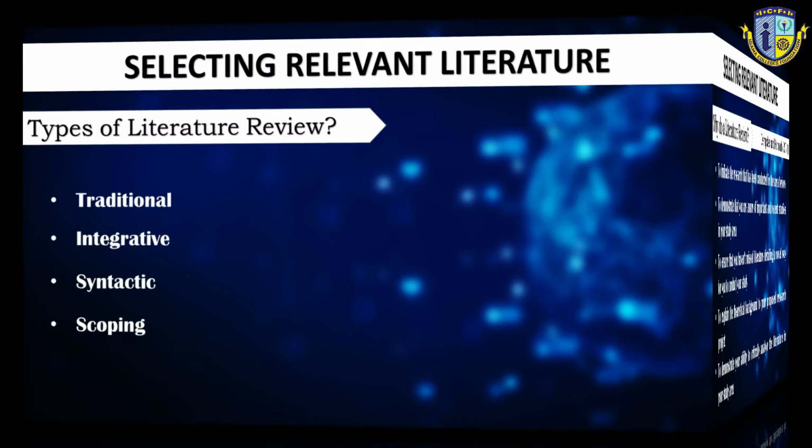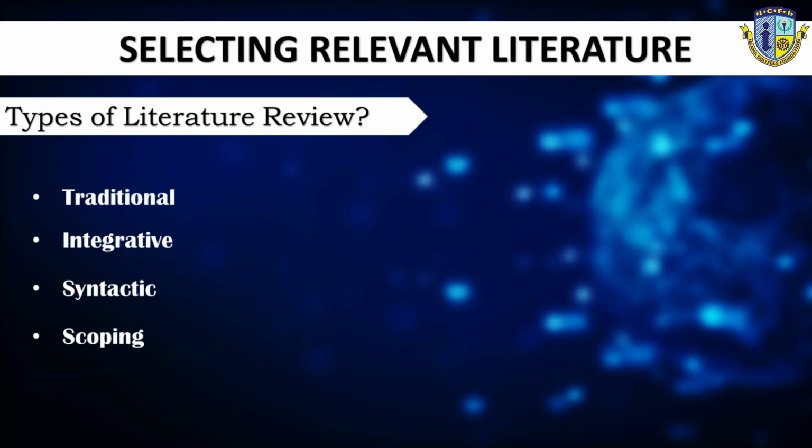Now, in literature review, you also have options of types of reviewing the literature. First, traditional, also referred to as narrative literature review. It provides a quick overview of current studies. It helps explain why your study is important in the context of the literature and can also help you identify areas that need further research.